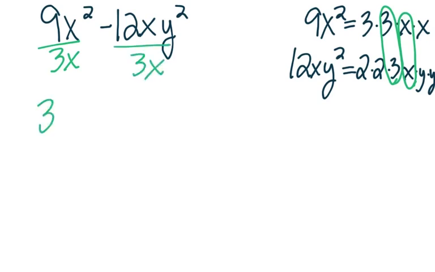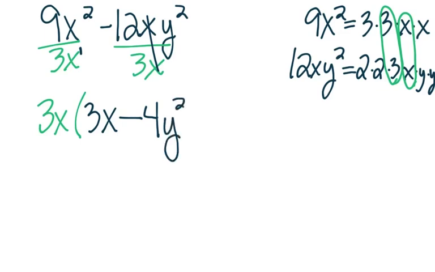So our 3x is our greatest common factor, and that's what's going outside our parentheses. And then, so 9 divided by 3, we are left with 3. And then x squared divided by x to the first, 2 minus 1, we are left with just x to the first power. And again, you don't have to write the 1, but you can if you want to. Bring down your sign. So 12 divided by 3 would give us 4. Our x's cancel out, so we are left with y squared.